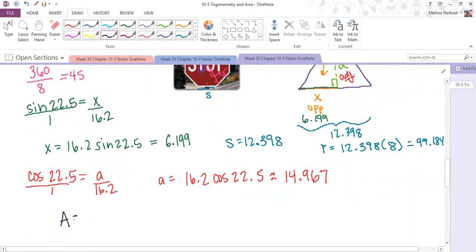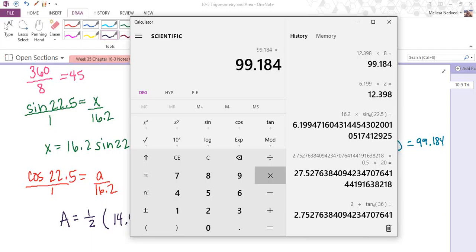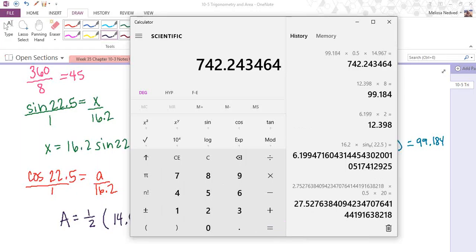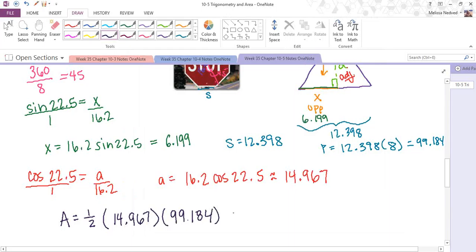So our final step here is just going to be to take all of that and plug it into our area formula for a regular polygon. Area equals 1/2 apothem, which we said was about 14.967, times your perimeter, which is about 99.184. And if you do have more decimal places there, it's just going to get you a more exact answer. So there's our perimeter times half times our apothem of 14.967. And we are asked to round to the nearest whole number, so we have about 742 square inches. So a standard stop sign has an area of about 742 square inches.